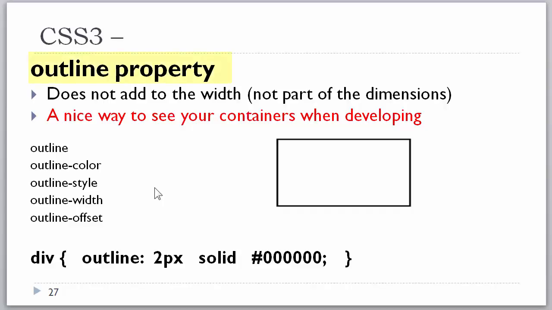So the outline property, which is not necessarily CSS3, but I'm bringing it in here because it's an excellent way to see your containers when developing, because it does not add any width to the actual container. And here again, it acts exactly like the border property, where it takes a width, a style, and a color. You can set them all together, or you can set them separately. Not to say that you can't use this also in your CSS layout.